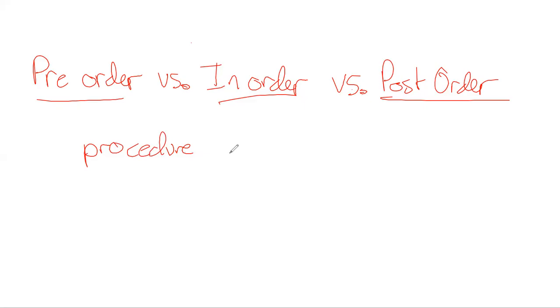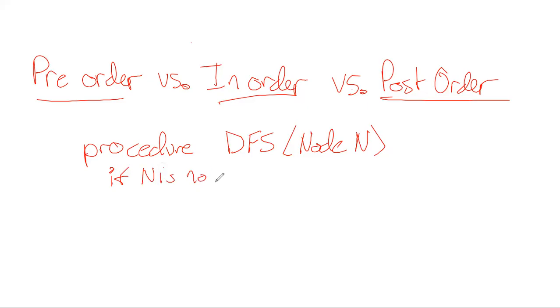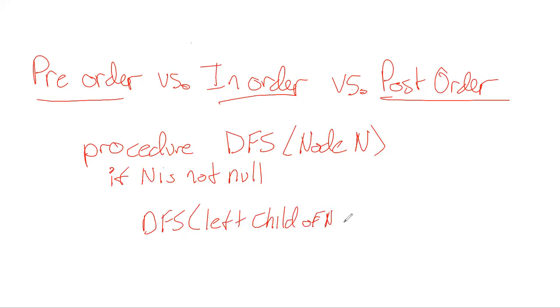Again, we'll assume we have a binary tree. First, we'll make sure that n is not null. And then we would go down to the left child. If you were to perform a calculation on n, such as a print or something of this nature, at this point, it would be pre-order.